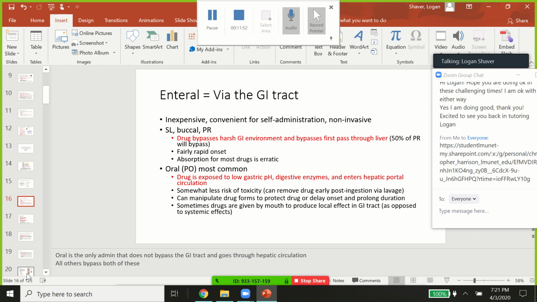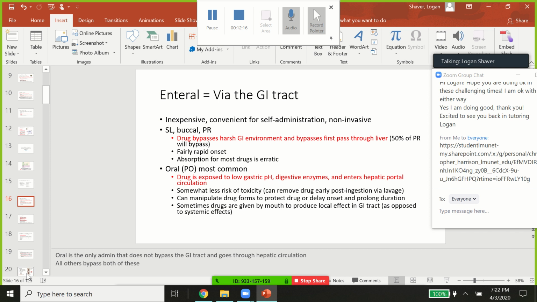Enteral. So this is going to be stuff that's happening via the GI tract. Notice it has SL, buccal, PR, so it has a little fact about that in red, and also it has your oral or PO or per oral, and that's going to be your most common that's going throughout the GI tract. So the differences between the two are what's highlighted in red here.